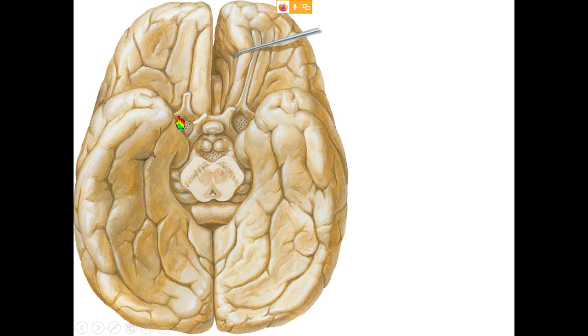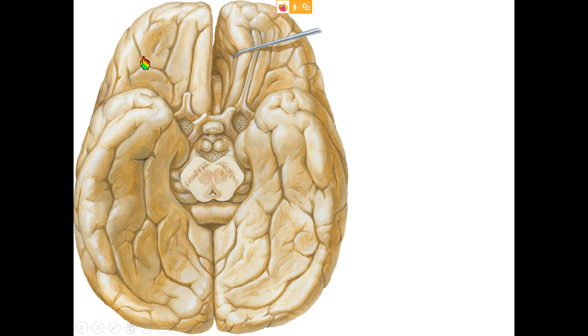The elongated area medial to the olfactory sulcus is called the gyrus rectus. This part is called the gyrus rectus. This sulcus is called the olfactory sulcus. Medial to the olfactory sulcus, this gyrus is called the gyrus rectus.